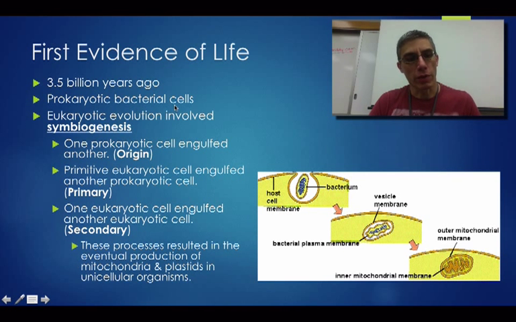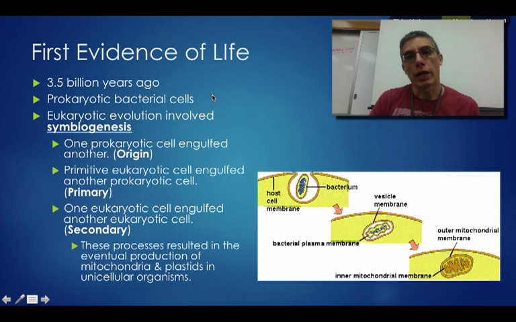But before we start talking about our protozoans, what we need to do is establish some evidence of life. Now, life first occurred some 3.5 billion years ago. Now, the first life that we were looking at during that time would have been prokaryotic bacteria cells.